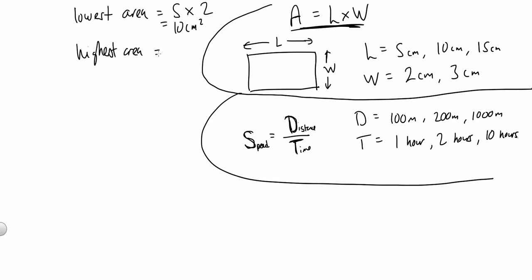Right, the highest possible value for the area, I've got to pick the biggest value for the length and the biggest value for the width. That gives me 45 centimeters squared. Right, so that's the upper bound for the area, lower bound for the area, worst case scenario.